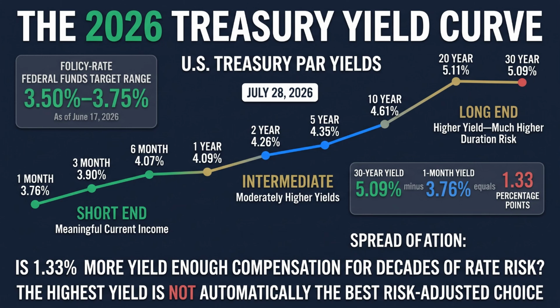The long end offered more income. It also required the investor to accept much more duration risk. Meanwhile, short-term treasuries continued to provide meaningful yields with far less price sensitivity. That explains why short duration remained attractive, but choosing short bonds only because their current yield looked competitive could create a different problem once those securities matured. First, let us examine the strongest case for remaining short.